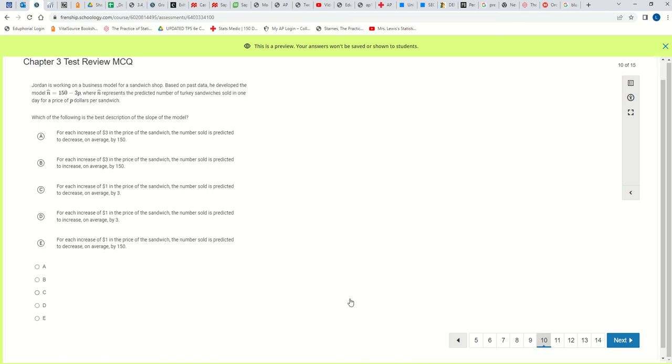to do what? Decrease by 3, increase by 3, or decrease by 150? Just decrease by 3. -3, decrease. Don't overthink it, it's C. For each increase of $1 in the price, the number of sandwiches sold is predicted to decrease by 3.